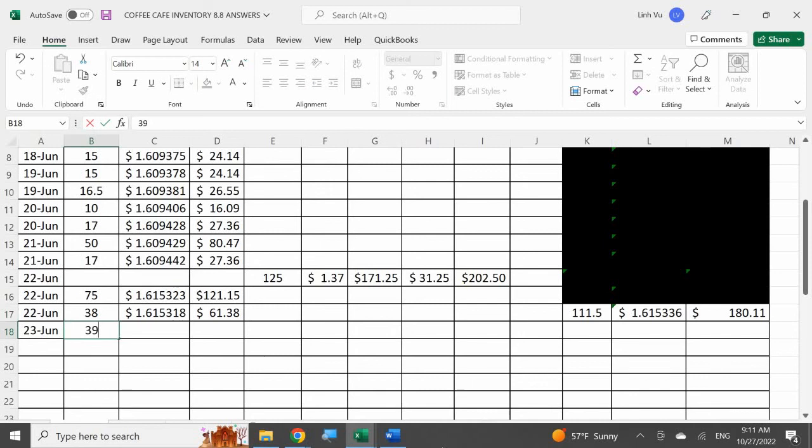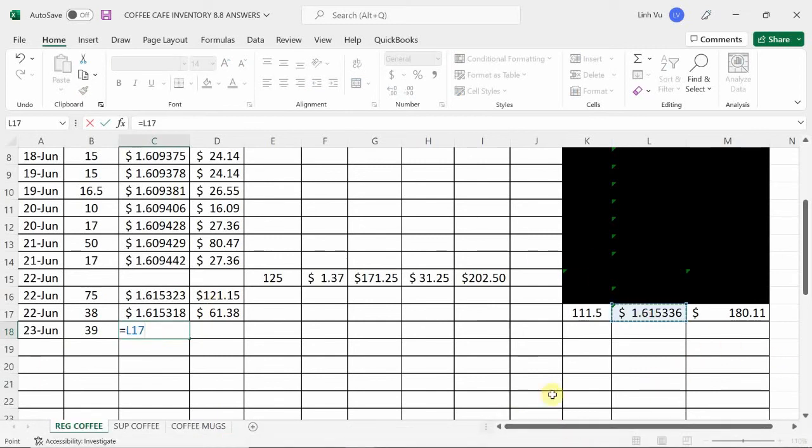And we're going to be using 1.615336. Okay. How much am I going to get out of that for 39 pounds? $62.99. Well, let's put it 63 even. Good. Excellent. $63 even.